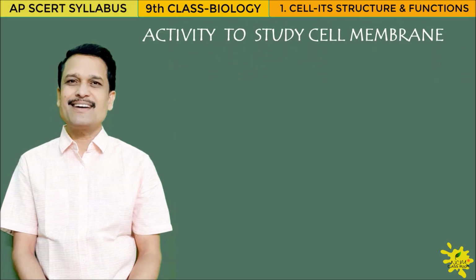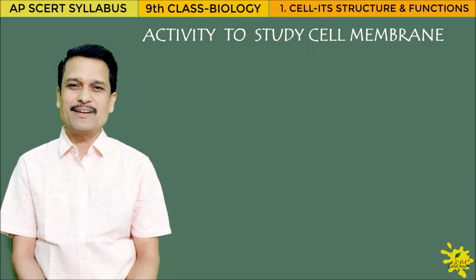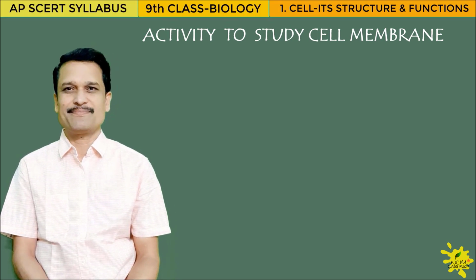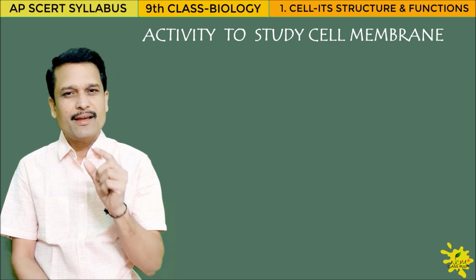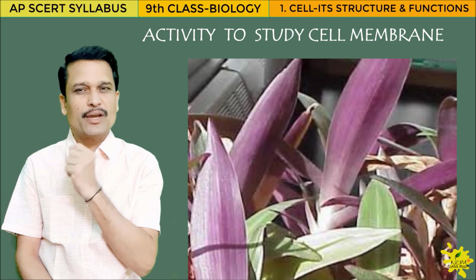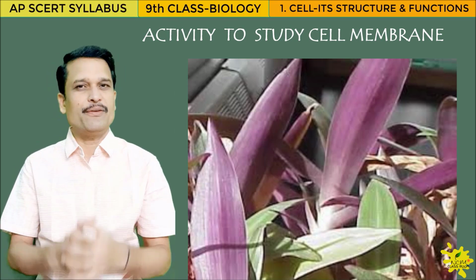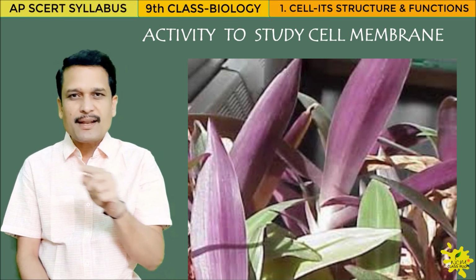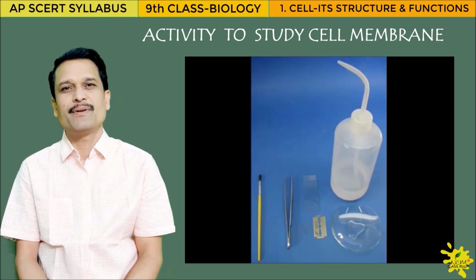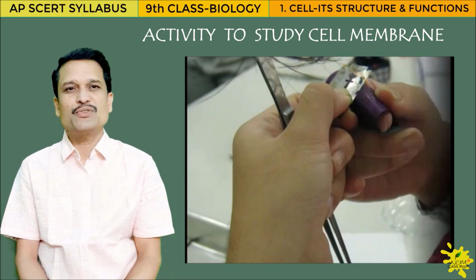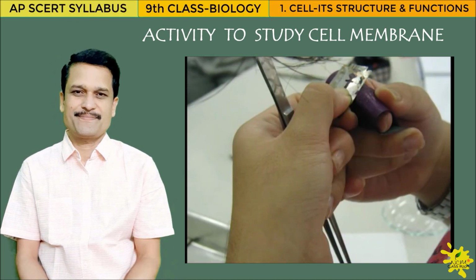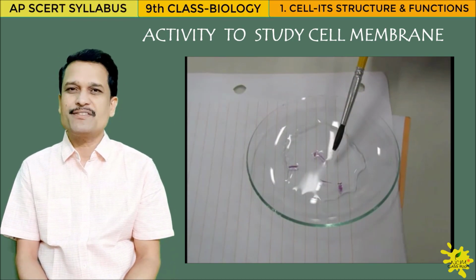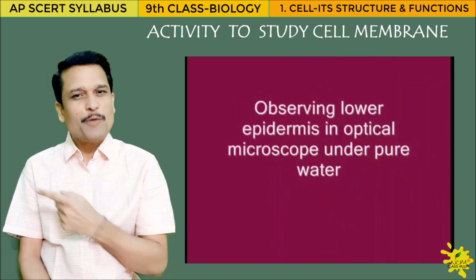Now, let us see the activity given in our textbook to study the presence of cell membrane. First, take a Rheo leaf, tear the leaf and take a small piece of peel, put it on the slide and add a drop of a salt solution on it. Cover it with cover slip. Observe it under microscope.